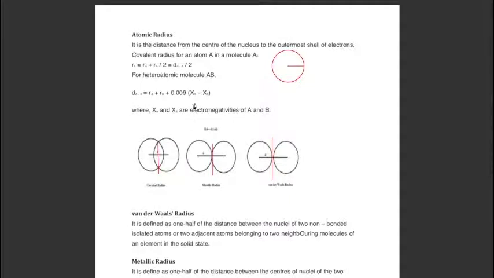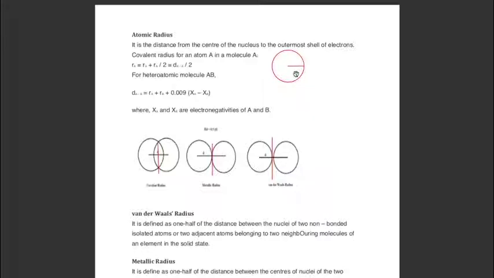First is atomic radius. It is the distance from the center of the nucleus to the outermost shell of electrons. Suppose this is an atom, this is its outermost shell. So atomic radius is the distance from the nucleus of the atom to its outermost shell.